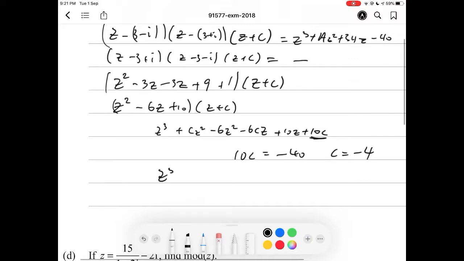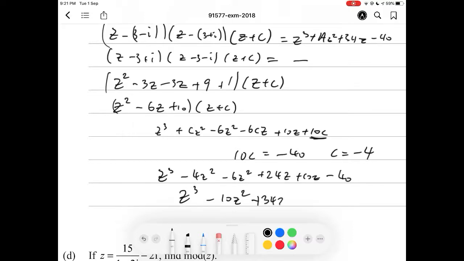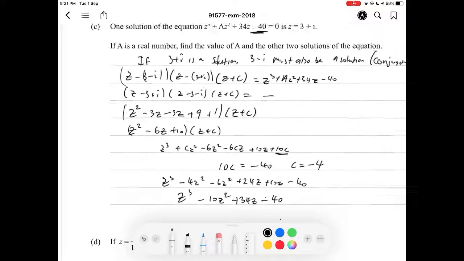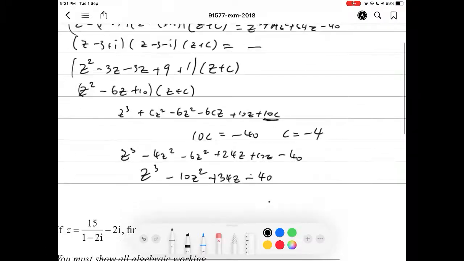So therefore, we actually have here z cubed minus 4z squared minus 6z squared. Negative 6 times negative 4 is plus 24z plus 10z minus 40. So we actually have z cubed minus 10z squared plus 34z minus 40. And that's our final answer. And our third root would be 4.